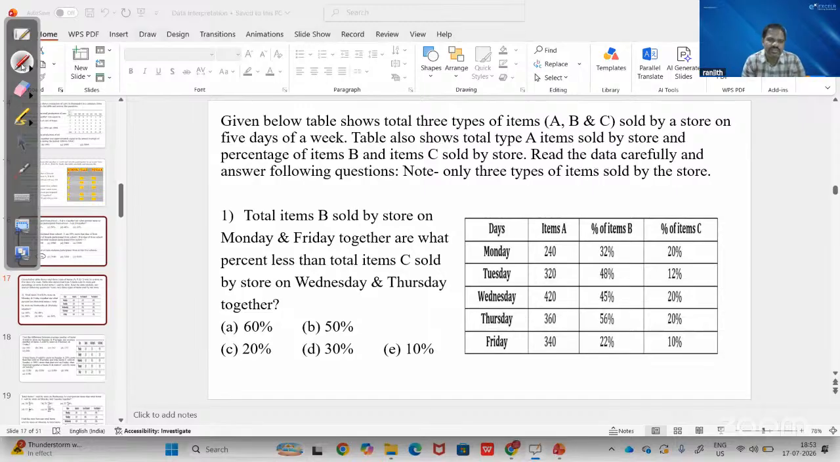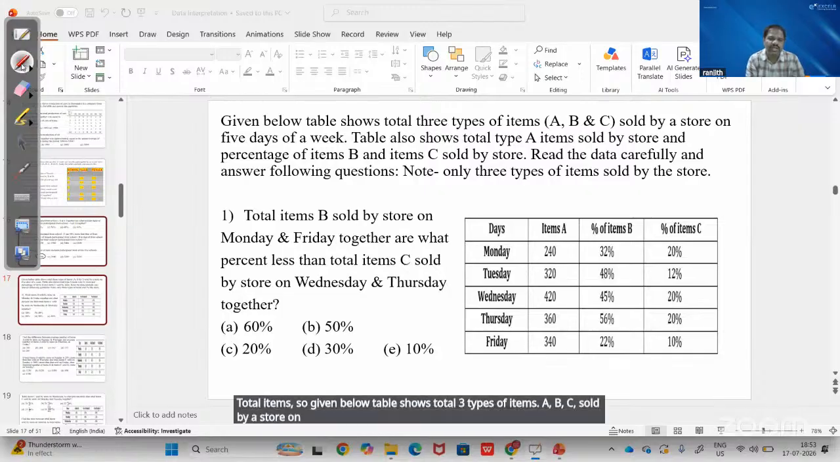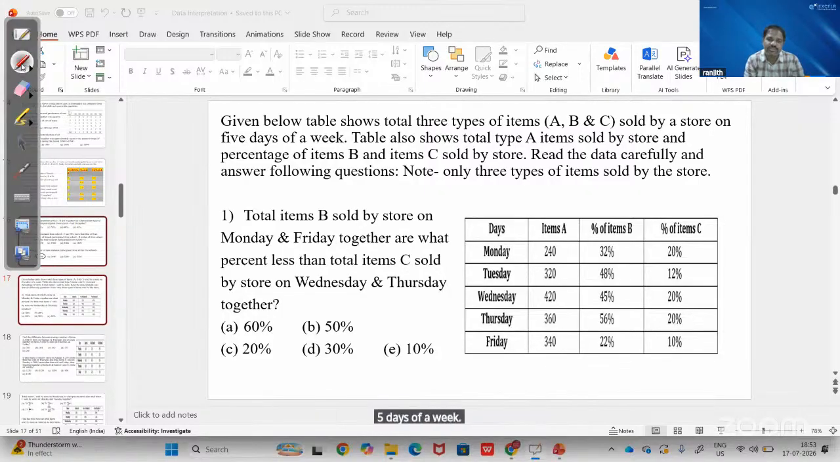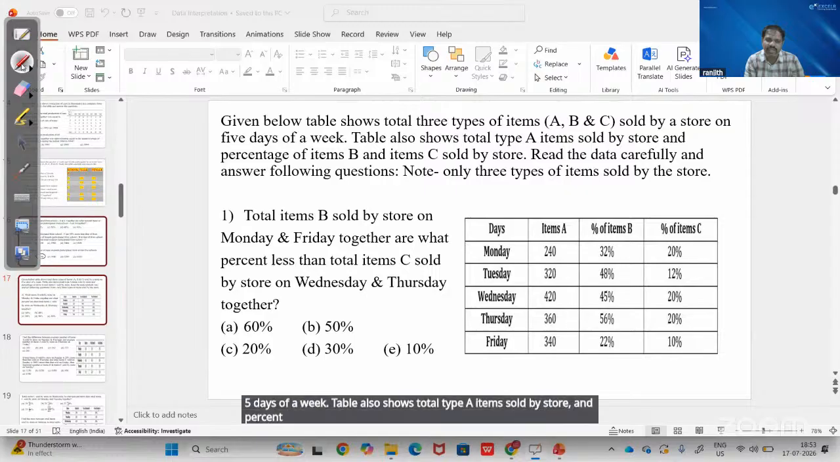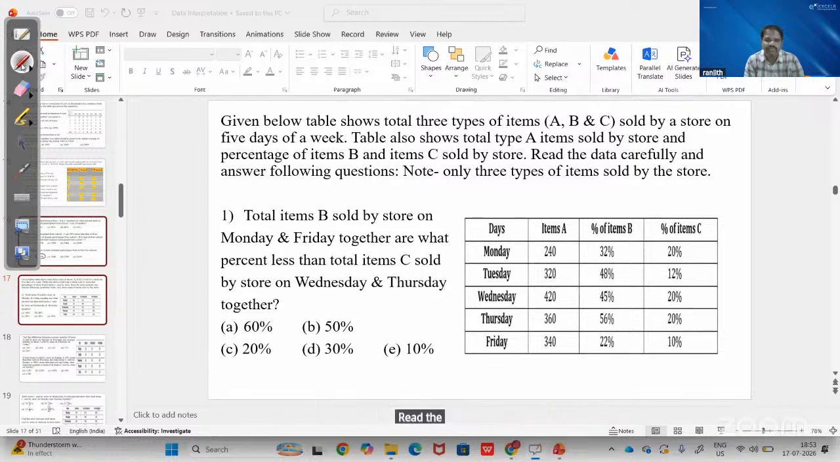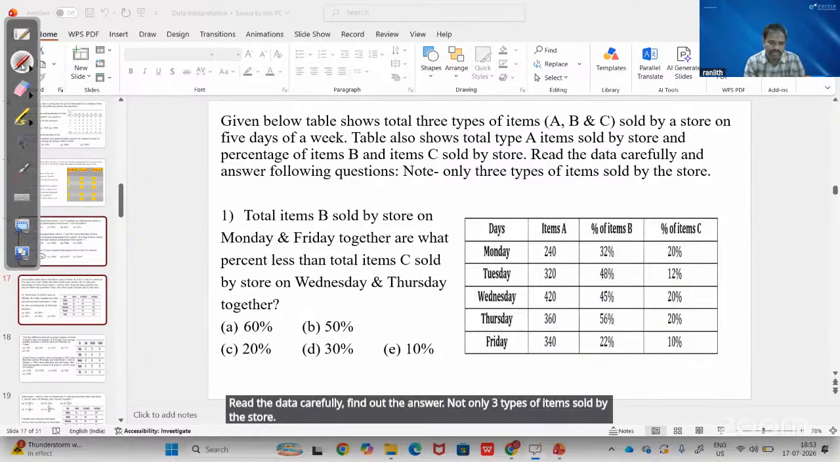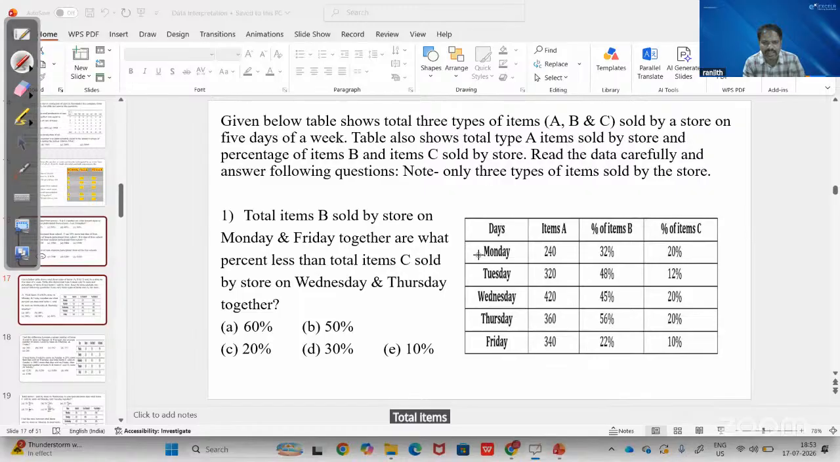Total items. The table given below shows 3 types of items, A, B and C, sold by a store on 5 days of a week. The table also shows the total type A items sold by the store and the percent of items B and C sold by the store. Read the data carefully and find the answer. Note only 3 types of items are sold by the store. Total items, just look at Monday.